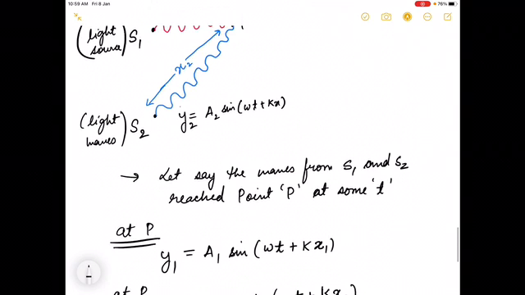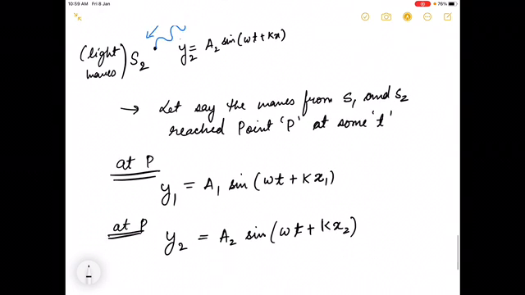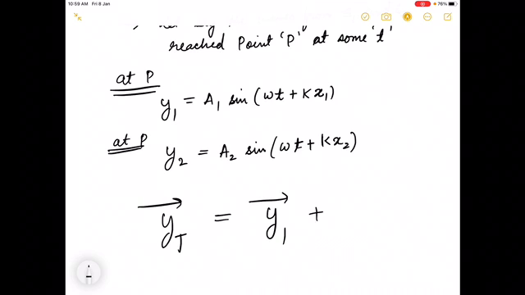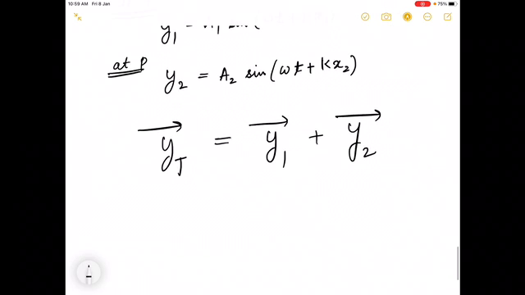How is the point P going to behave? That is my first question. Point P is going to behave according to the superposition principle, right? The net displacement of this particle P is given by the vector sum of the individual waves. Yes or no? So I can simply write here, y total will be equal to the vector sum of y1 plus y2. Yes or no? I hope that's understandable to everyone, right? Okay, great.